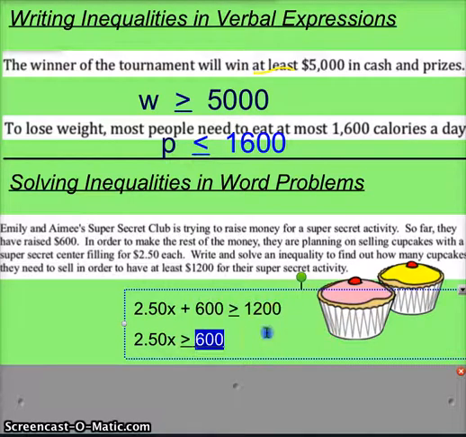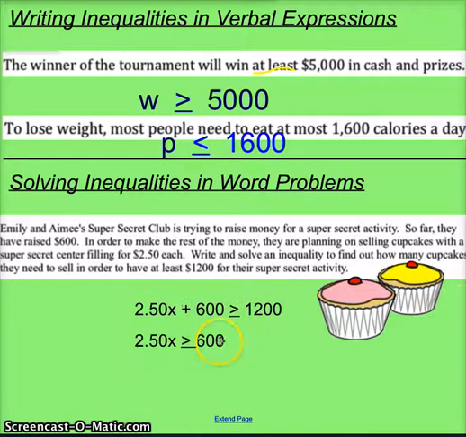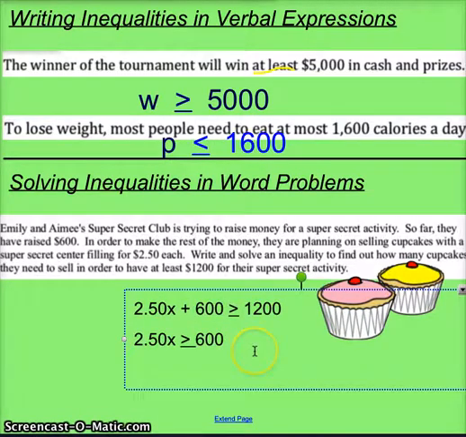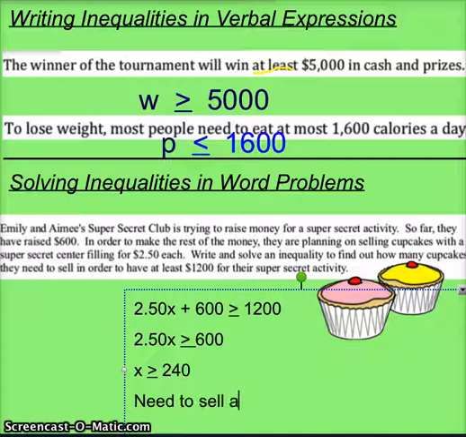Then you're going to divide by 2.5 on both sides, and 600 divided by 2.5 gives you x is greater than or equal to 240. So Emily and Amy need to sell at least 240 cupcakes in order to make their $1,200.